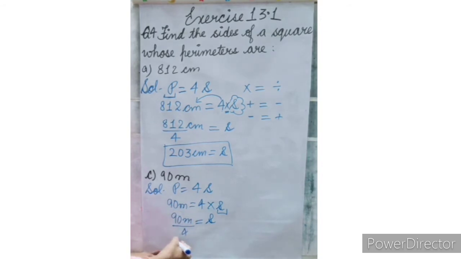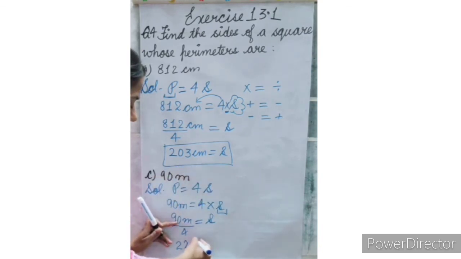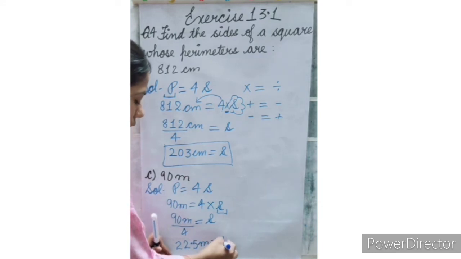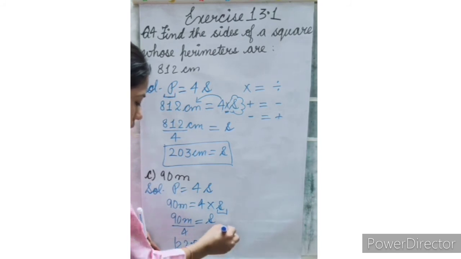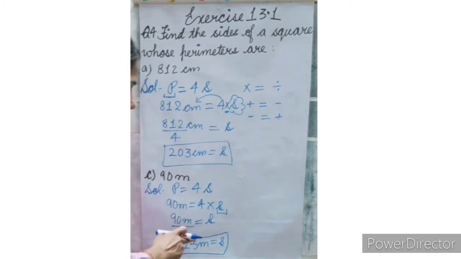Now we will divide it. 4 2s are 8, then 1 will come here. 4 2s are 8 again, then S. We cannot divide 2, so we will write point. 4 5s are 20 meter is equals to side. The side of this square is equals to 22.5.